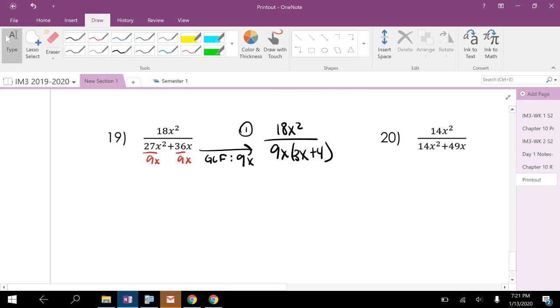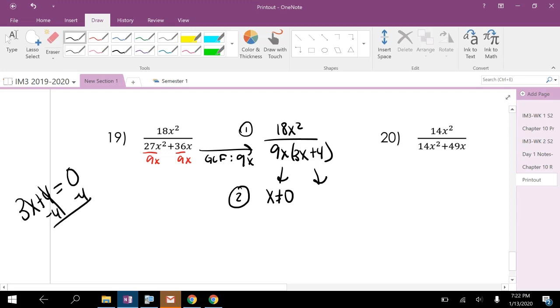So take a look at that. That looks kind of weird. You'll notice that when we do our excluded values, this one's 0. This one we kind of have to talk about. Let's go off to the side. 3x plus 4, what makes that 0? Okay, we got to figure that out. So we subtract 4, and the next step to solve for that would be to divide by 3. So the excluded value here is negative 4/3.